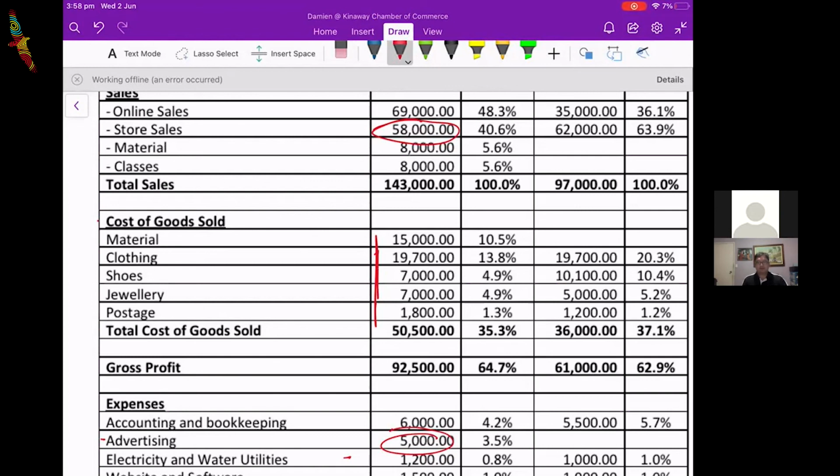So yes, that's where the benefit of having a profit and loss comes into play. Okay, so let's go back to the screen.